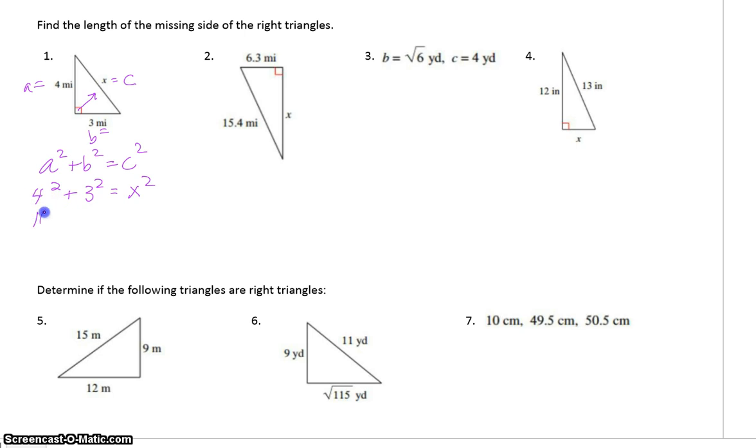4 squared is 16, 3 squared is 9, combine like terms, and we get 25 equals x squared. However, we don't want x squared, we want x, so to get rid of the square, we have to square root both sides, and we get x is equal to 5.